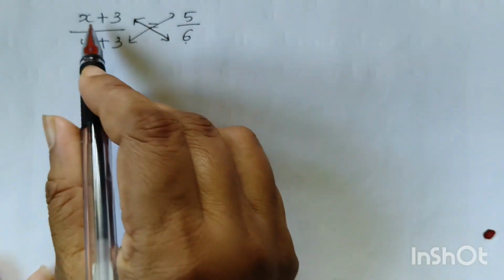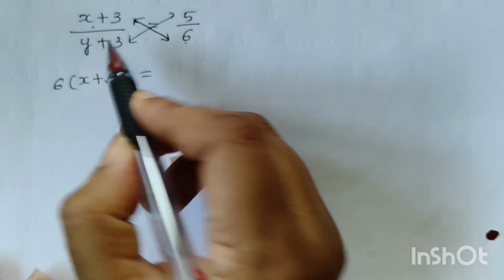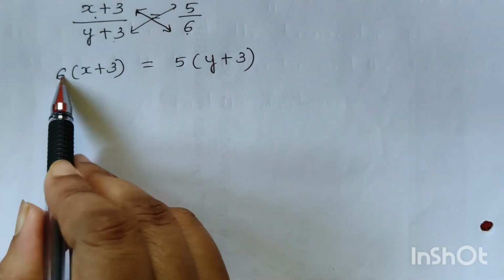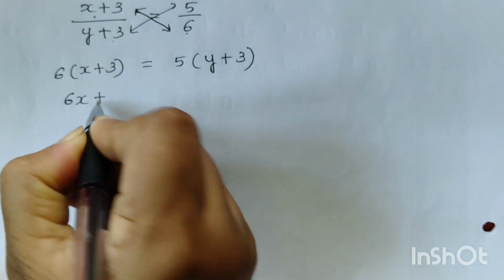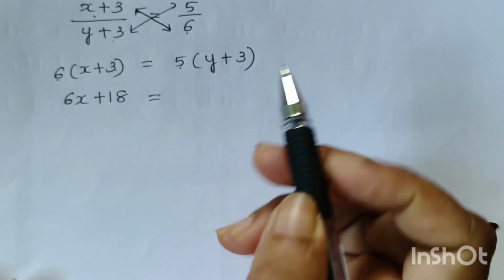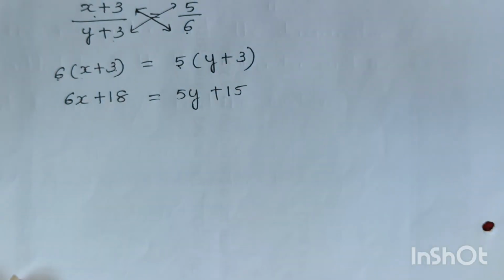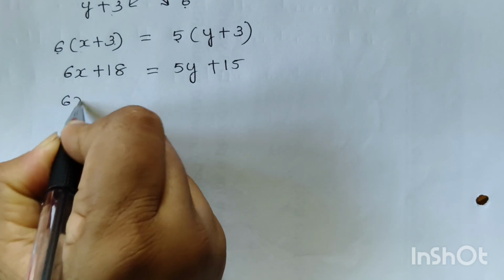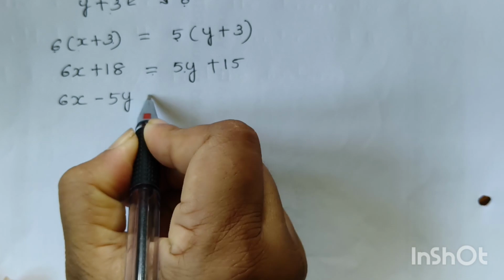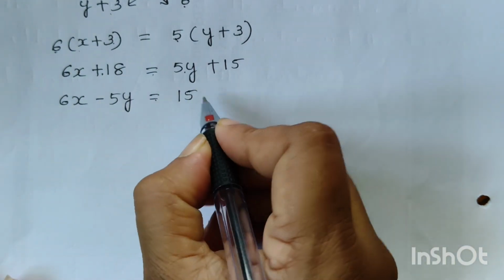Now 6 into x plus 3 is equal to 5 into y plus 3. 6 into x is 6x, 6 3s are 18 is equal to 5 into y is 5y, 5 3s are 15. 6x plus 5y, when it crosses the equal to sign, it becomes minus 5y is equal to 15 plus 18, when it crosses the equal to sign, it becomes minus 18.